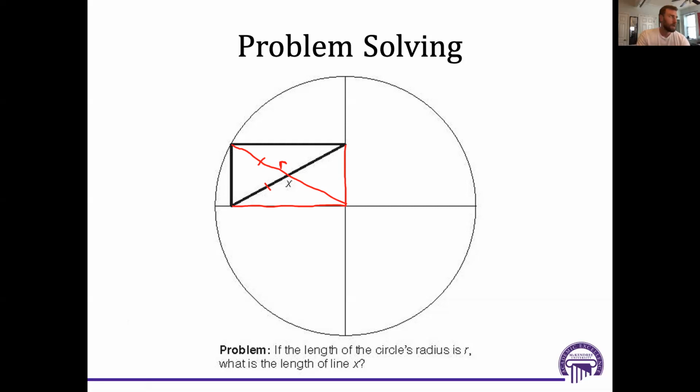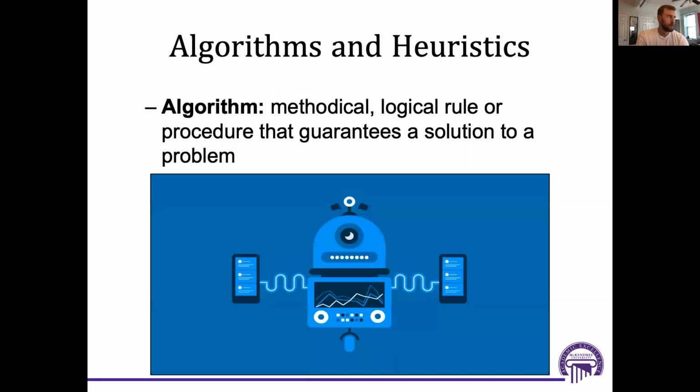Okay. So next, let's talk about two different methods or styles of problem solving. First I want to introduce you to this idea of an algorithm. An algorithm is basically just a methodical, logical rule or procedure that guarantees a solution to a problem.